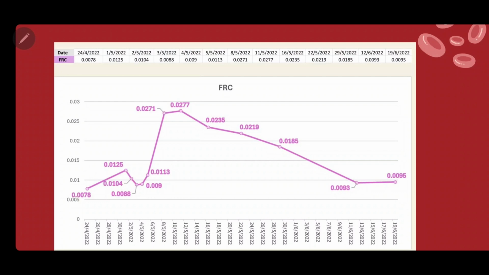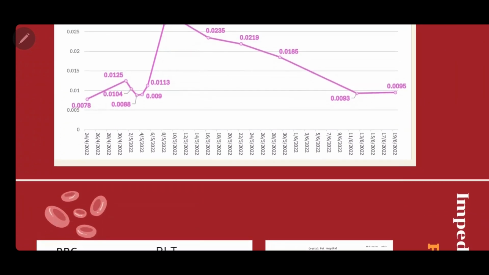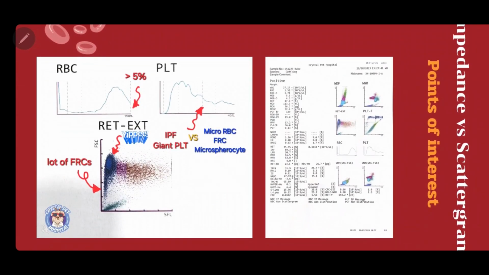FRC is the same because FRC is very important and helps us diagnose using the scattergram quite well. However, many people still do not fully understand it. How do we know if we only have the scattergram graph? For machines like the ProCyte DX, which do not have the impedance graph, how do we interpret it?